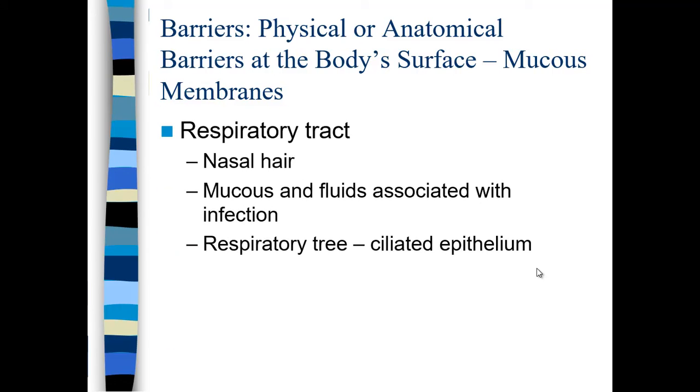Okay, your respiratory tract is covered with cilia, and that includes nasal hair, and also ciliated epithelium in your respiratory tree and your lungs, and then mucus and fluids associated with infection. So if you get an infection, then your production of mucus and different fluids, tearing, coughing, sneezing, is basically to get rid of that particular infection, to force it out of the body.